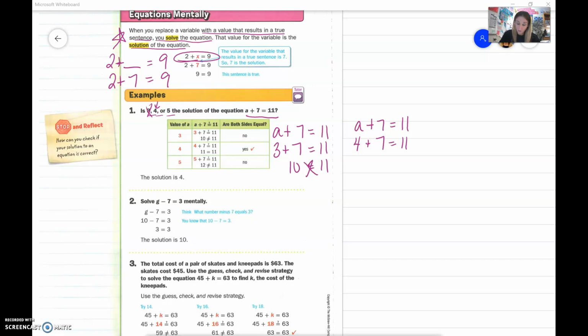So here we go. 4 plus 7 is 11. Does 11 equal 11? Yes, check it does. Now, we still have to try it with 5. A plus 7 equals 11.